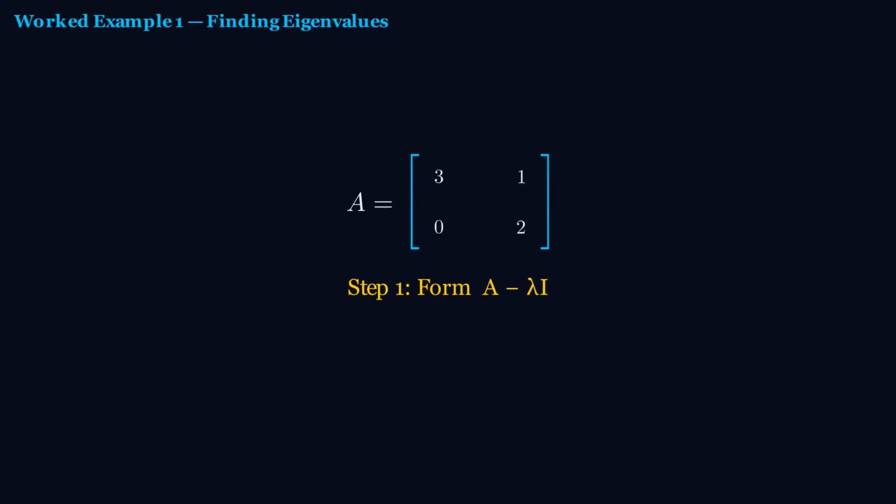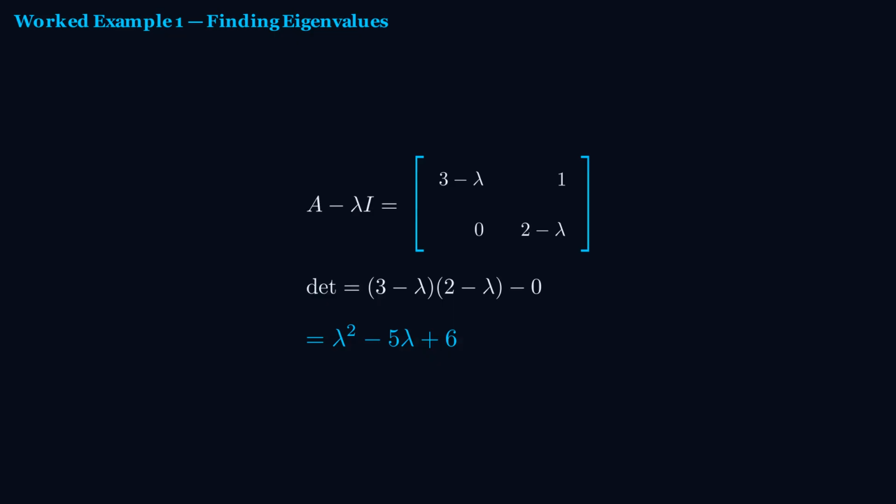Find the eigenvalues of matrix A with first row 3, 1 and second row 0, 2. Step 1. Form A minus lambda times the identity matrix. We subtract lambda from each diagonal entry, leaving the off-diagonal entries unchanged. A minus lambda I has first row 3 minus lambda, 1 and second row 0, 2 minus lambda. The determinant of this 2 by 2 matrix is the product of the diagonal entries, minus the product of the off-diagonal entries. That gives (3 minus lambda) times (2 minus lambda), minus 1 times 0. Expanding: lambda squared minus 5 lambda plus 6.